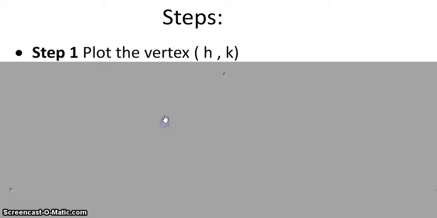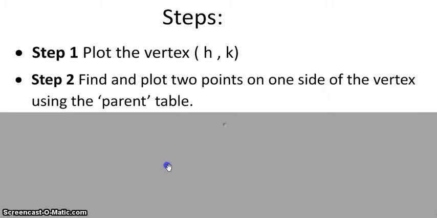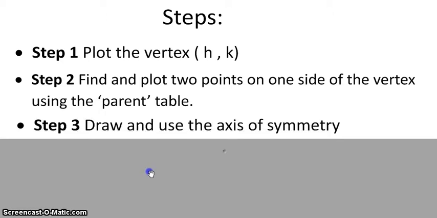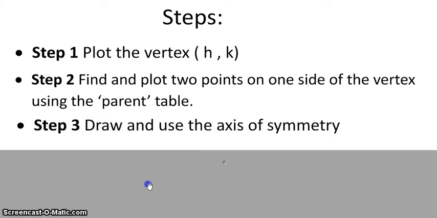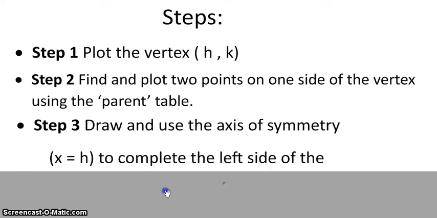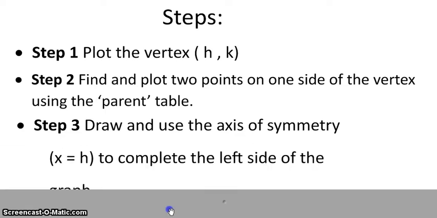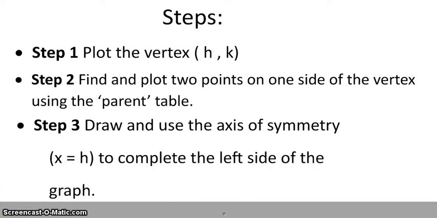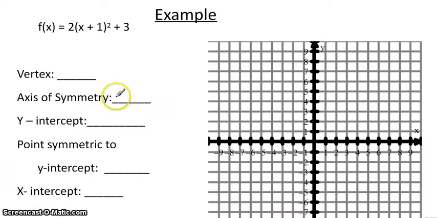Steps for graphing a quadratic function in vertex form. Of course, first you want to plot the vertex. Step number 2, you want to find 2 points on one side of the vertex using our parent table. Step number 3, you want to draw and use the axis of symmetry to complete the left side of the graph. And here's an example.